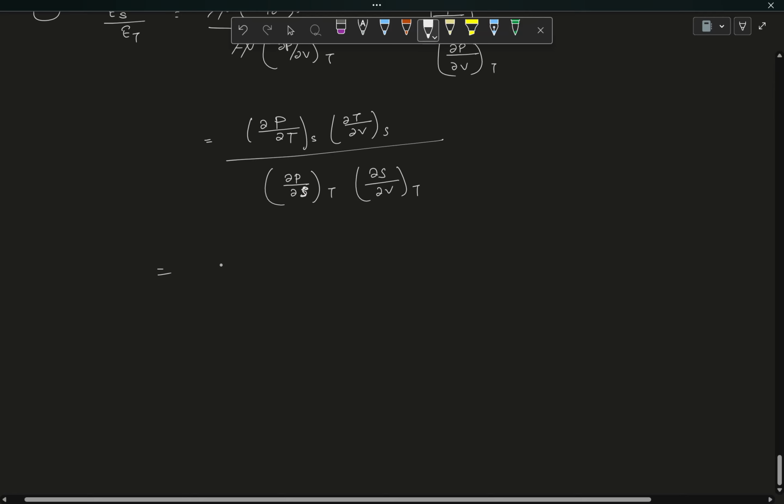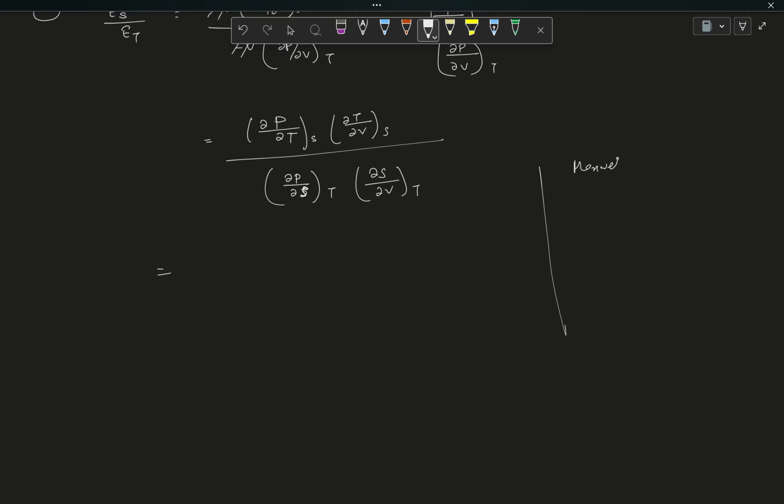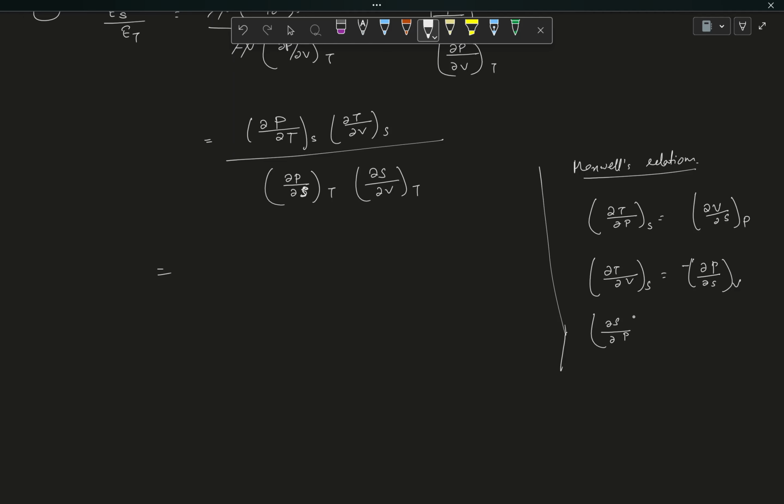Now you have to use some of the Maxwell's equations to convert some of the known variables. So Maxwell's relations. These are del T del P at S constant is equal to del V del S at P constant. So let me write down all the four Maxwell's equations here so that we can choose whatever is needed. Just check whether the Maxwell's equations I am writing are correct or not in terms of variables and signs, etc. So these are the equations.